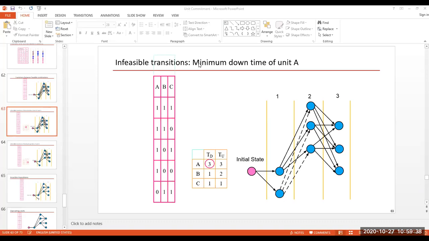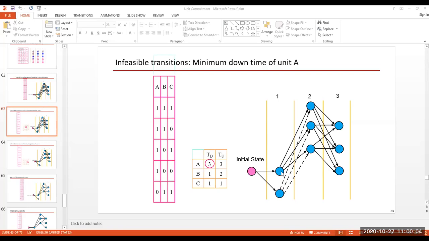So the condition here is explicitly mentioned: minimum downtime of unit A. So what to do specifically with the downtime of unit A? Let's see. The downtime of unit A is 3 hours, and the uptime of unit A is also 3 hours. Downtime of unit B and C are both 1 hour. Okay, both 1 hour.